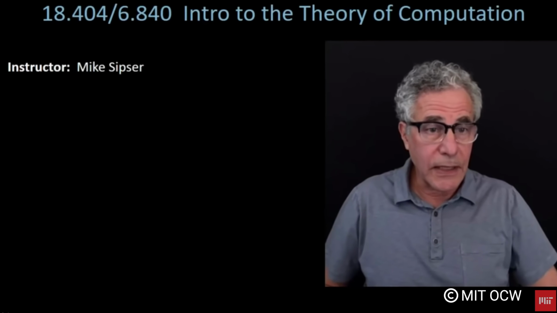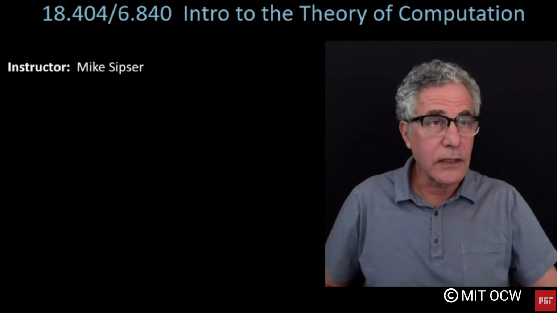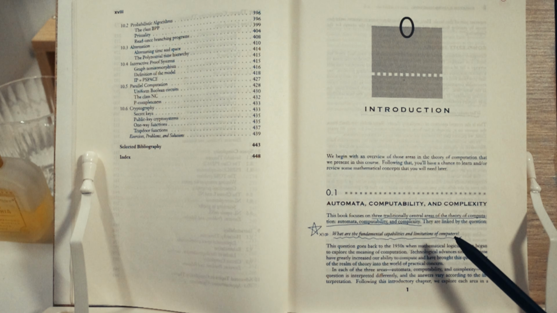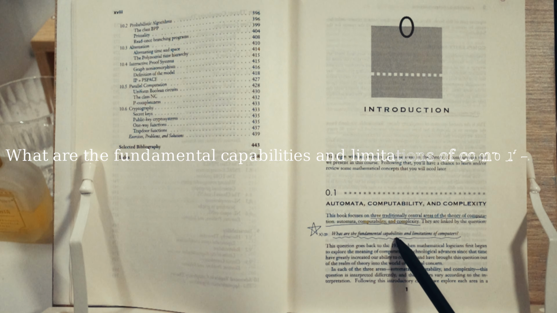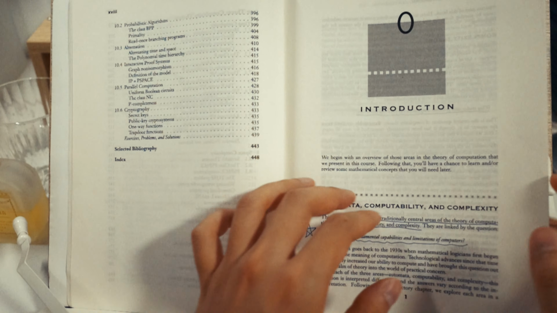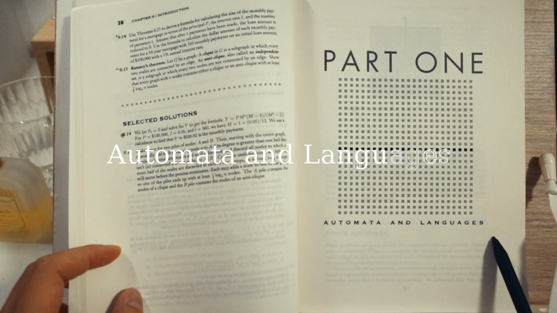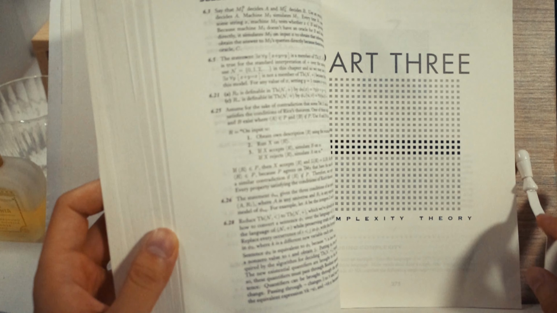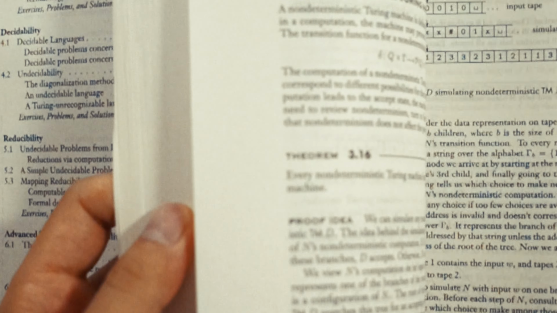Next, let's explore Michael Sipser's Introduction to the Theory of Computation, and his book has online lectures on MIT OCW. The goal of this book is to answer one question: what are the fundamental capabilities and limitations of computers? To answer this question, this book focuses on three areas of theory of computation: automata and languages, computability theory, complexity theory.